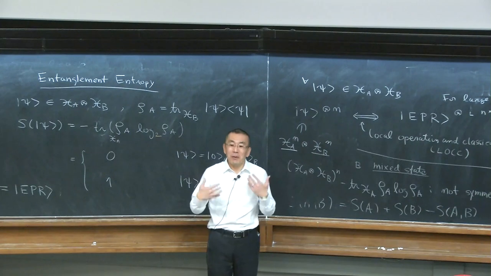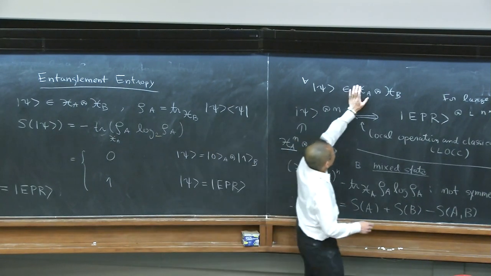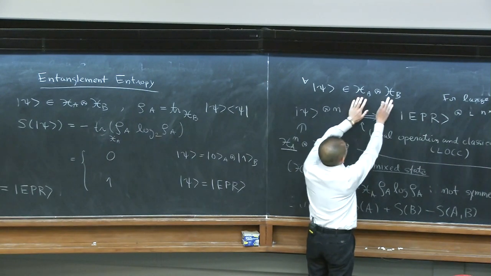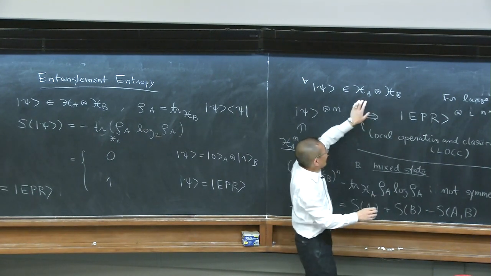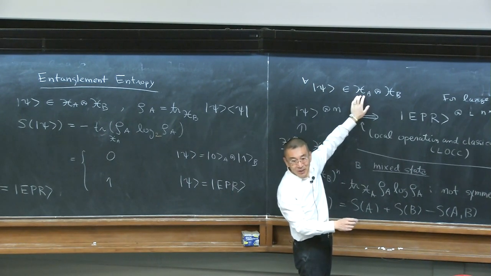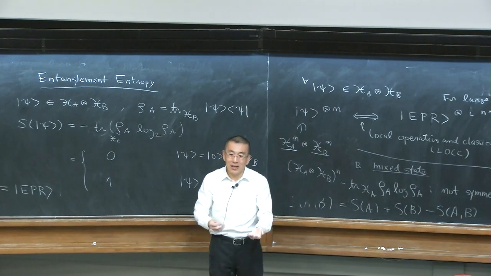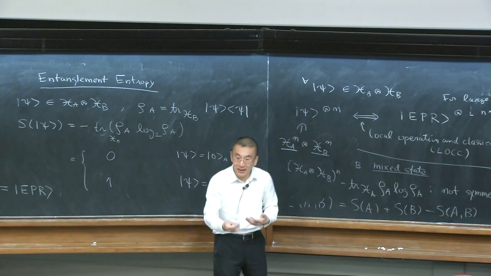So it depends on what you mean by product state. Suppose, for example, you have a product state of HA and HB, but HA itself may be a tensor product state, and there can be entanglement within it, right? So when you say it's entanglement, you have to tell me entanglement between what?